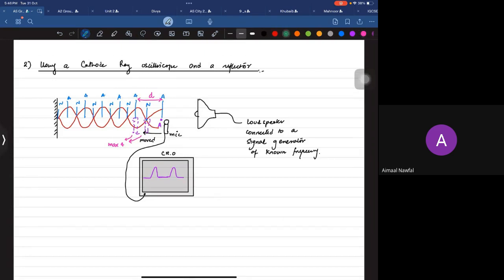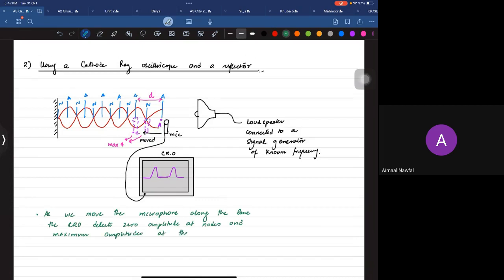Now let's write it down. So we're going to say: as we move the microphone along the line, the CRO detects zero amplitude at nodes and maximum amplitudes at the antinodes. Understood?